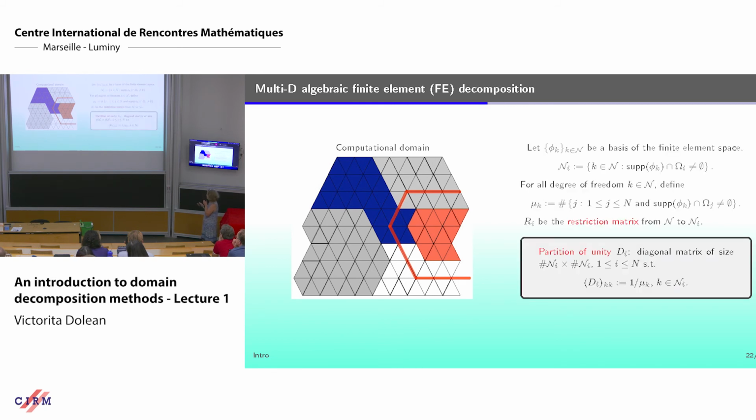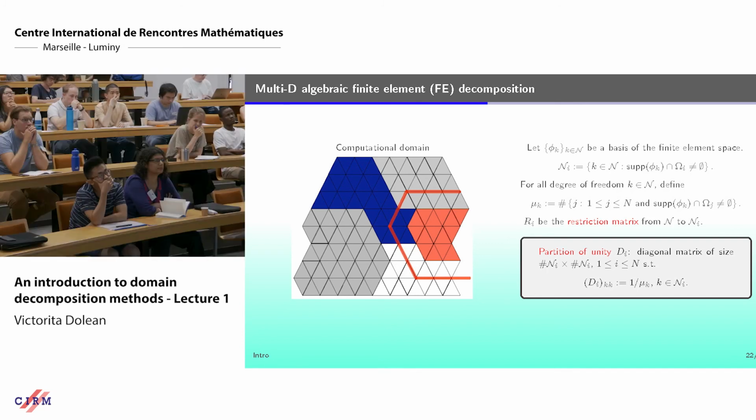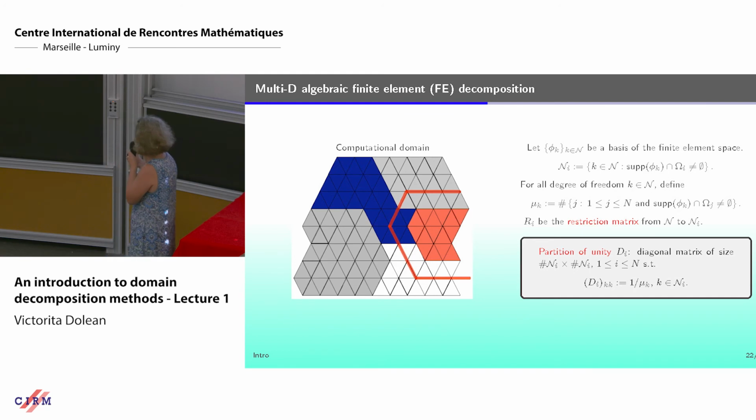Again, the partition of unity is the diagonal matrix containing 1 over mu k, being the multiplicity, so the number of domains that intersect the support of the given basis function in the finite element sense. And the restriction matrix is considered in the sense of finite elements, so it's just the kind of interpolation matrices between finite element spaces, which are local and global.